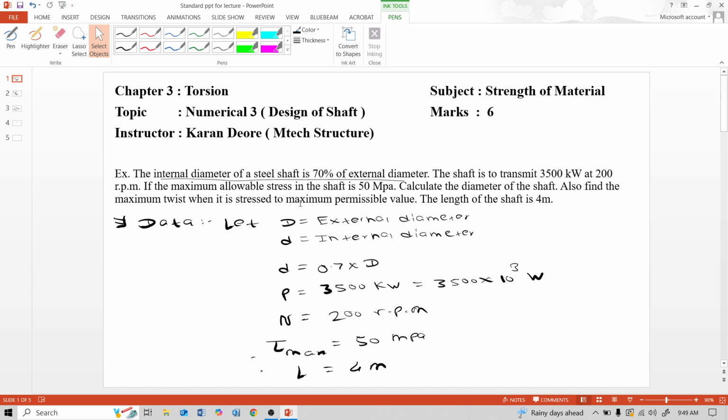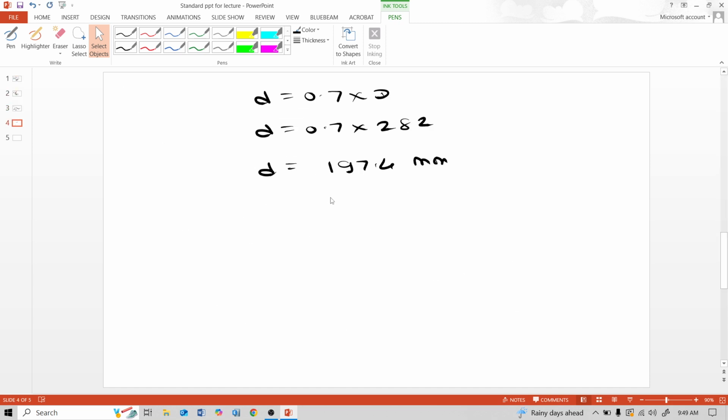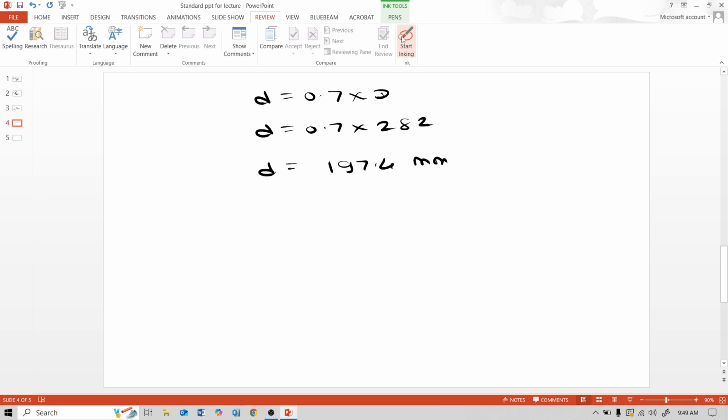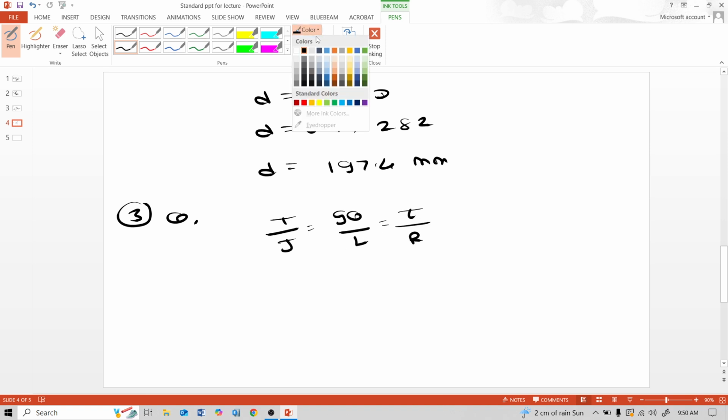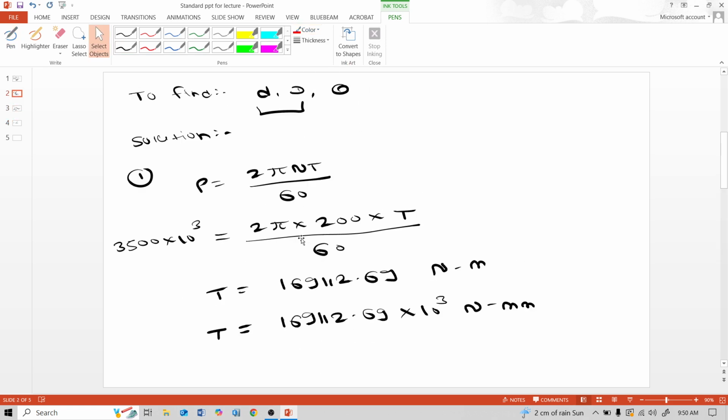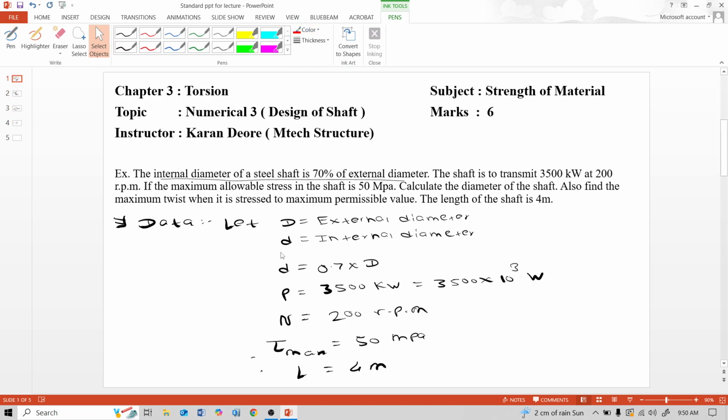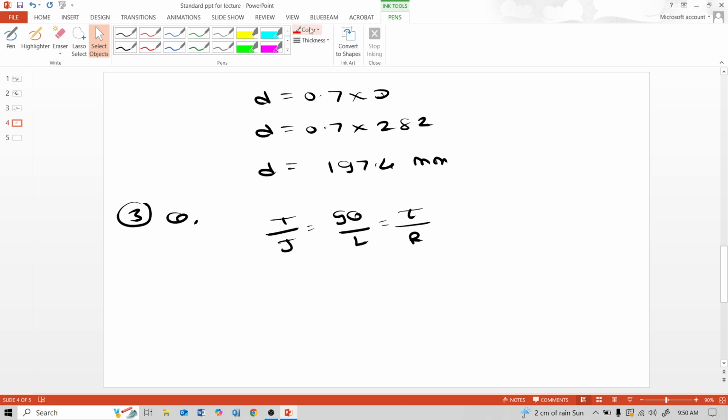This is the angle of twist when it is stressed to the maximum permissible value. For solving this theta, we will use the torsion formula: T by J is equal to G theta by L is equal to tau by r. And here we don't have J, the polar moment of inertia.